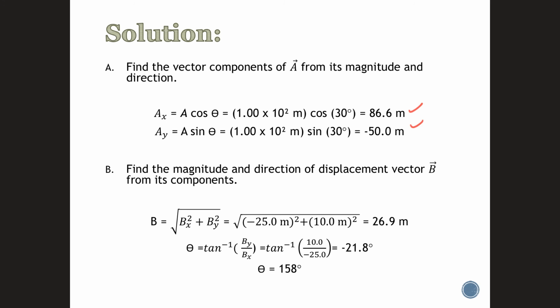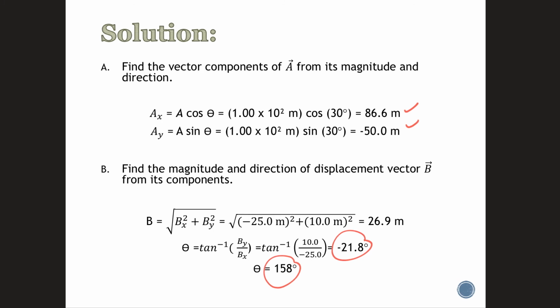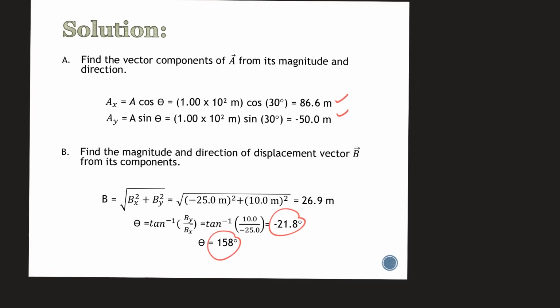So here I want to clarify something. You can actually get two angles: you can get 21.8, but you can also give another answer, which is 158. It's not compulsory. You can give only one answer or you can give two answers. 158 is because the direction will be negative x and positive y, so it's going to be in this direction. So 21.8 is this one and 158 is this one. So you can give 21.8 or 158. It's not compulsory for you to put the negative here.